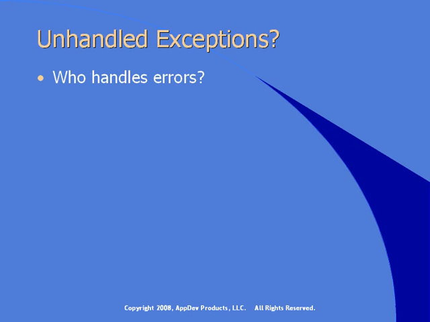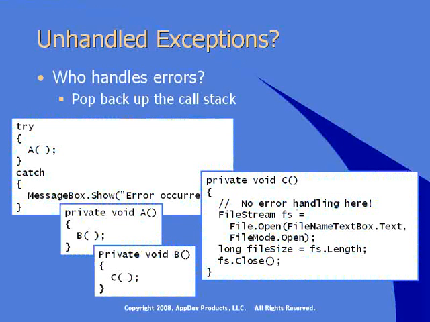What happens if an exception occurs, but there's no catch block to handle it? In that case, you pop back up the call stack looking for a catch block that can handle the exception. So imagine this scenario. You have a procedure which calls A, which calls B, which calls C, and in procedure C, you do the work that might cause an exception. In this case, it does cause an exception.